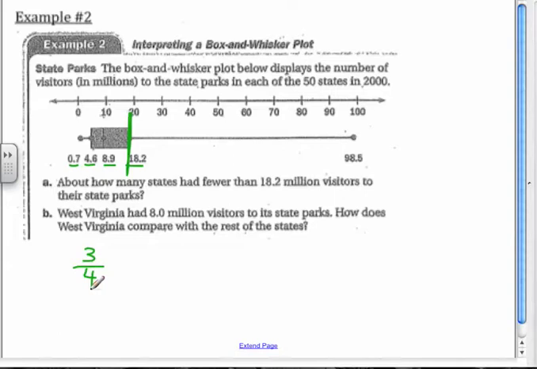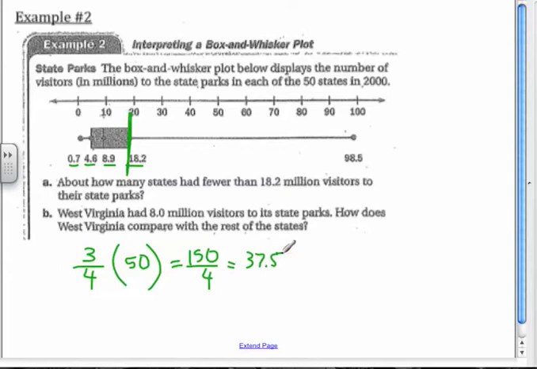Well, how can I find out how many states that is? How do I do that, Troy? I could divide 50 by 4, right, to find out how many are in each quartile, and then multiply that by 3. Or I could just multiply 50 states by 3/4. What is 3/4 of 50? If I do that, I'm going to get 150 over 4, and then when I do that division, I'm going to get 37.5.